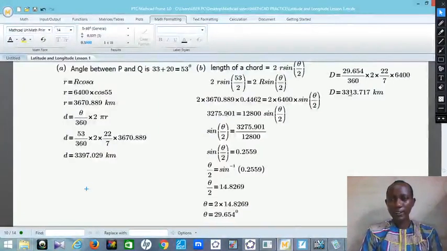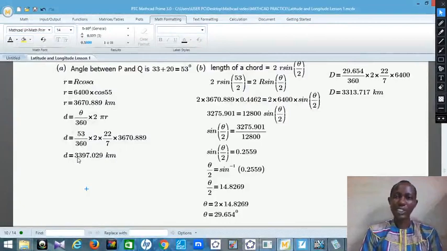Final answer: 3,313 for great circle, then 3,397 for small circle. You can see that the great circle length is smaller than the one of small circle. This is 3,397, while this 3,313 is smaller. That's why we call it the shortest route. So when they ask you to find distance along shortest route, always use great circle to calculate it.